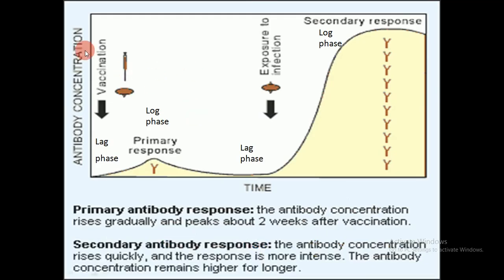This figure also shows us the lag phase with the primary contact with the antigen, the primary immune response. There is a long lag phase and the log phase shows an increase in IgM. While in the secondary immune response, when there is exposure to the pathogen, the lag phase is short and the log phase is higher, with a large amount of antibody of the IgG isotype.